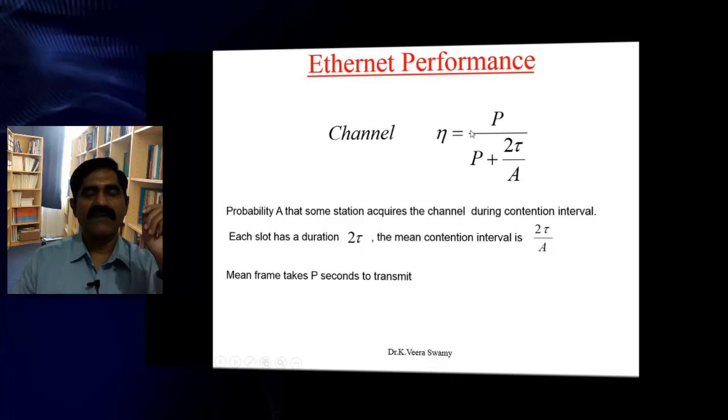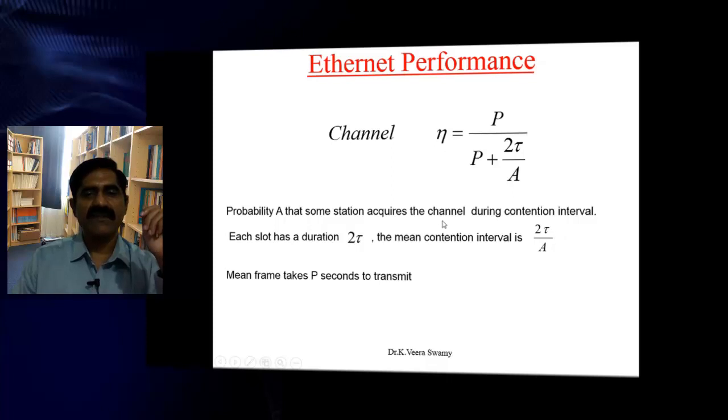Now coming to the performance of Ethernet. Basically some station acquires the channel with probability A. We are familiar with the total time period, that is 2 tau. Suppose the forward transmission or anything went wrong, and we want to communicate back to the sender, we need 2 tau. So that is the mean contention interval within which a particular station is acquiring the channel. Before sending data, this is the contention, nothing but sensing the channel to transfer the data. That is the contention period.